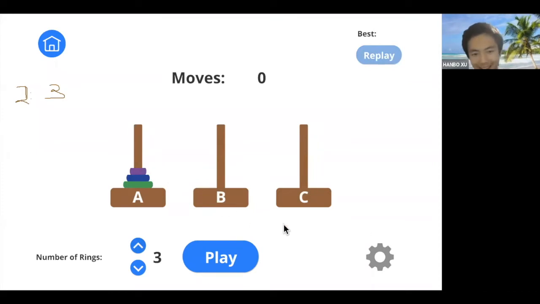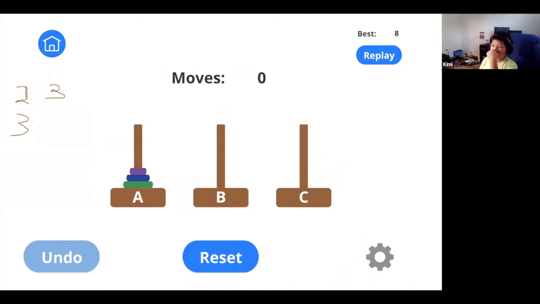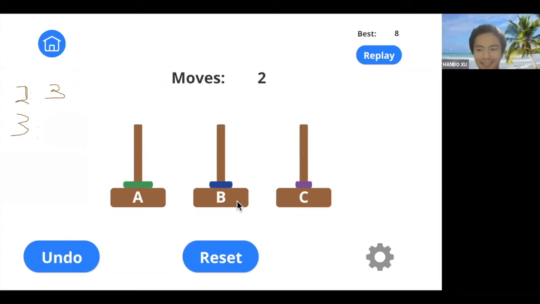Kimmy, you have an idea of how to do this? Blue one to B, C to A. Wait, no, B maybe to A. Maybe you want to reconsider. Yeah, remember you want to move the green one on the bottom from A to C. Because, think of it right now.